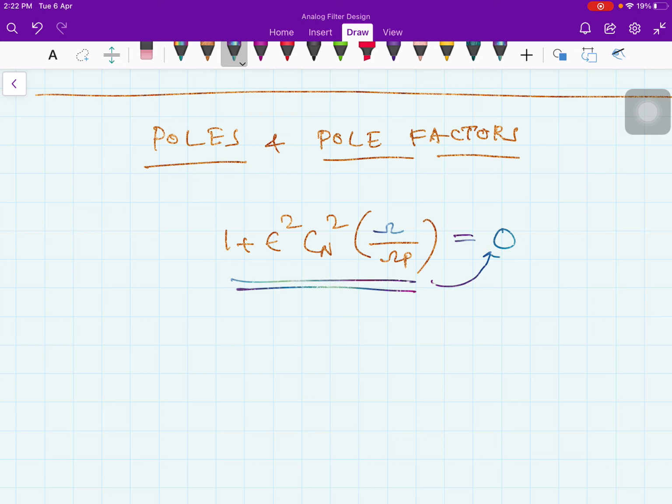Okay, and don't forget this epsilon squared. Now you substitute s equal to j omega. Therefore omega is equal to s by j. Okay, so this expression becomes 1 plus epsilon squared Cn squared s by j omega p is equal to 0.